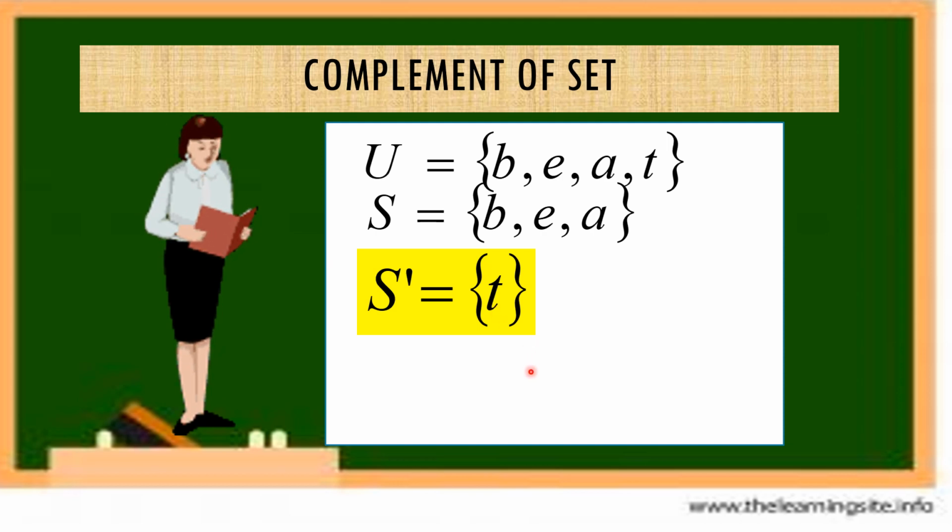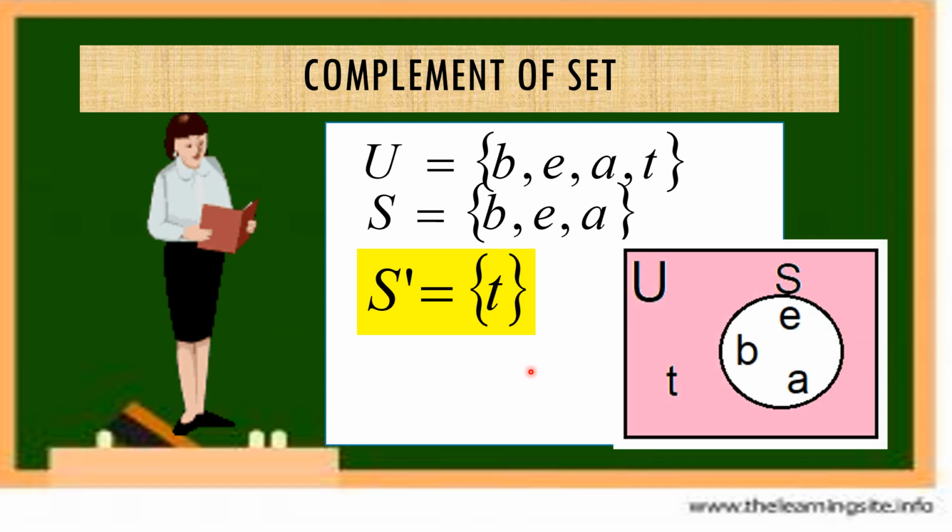How do we represent the given using a Venn diagram? Look at our Venn diagram. The colored part of the Venn diagram is in the universal set, and that is the letter T.